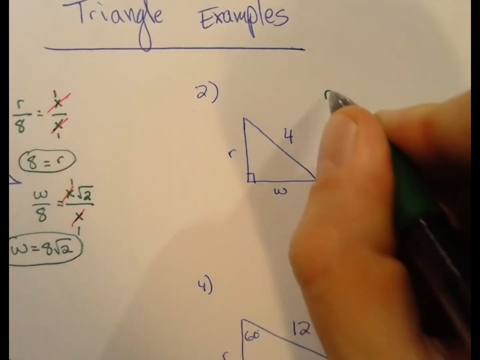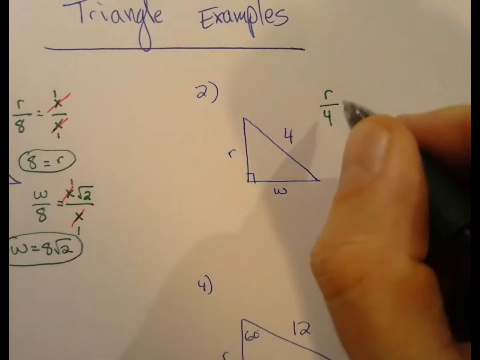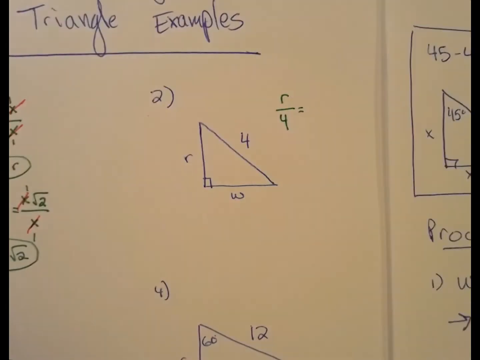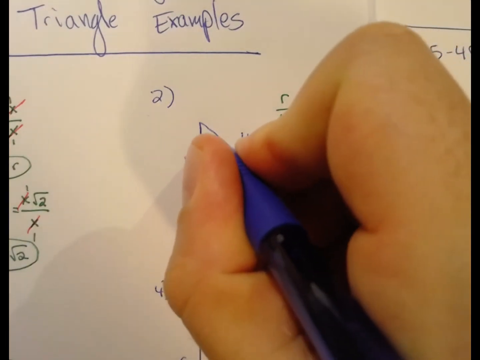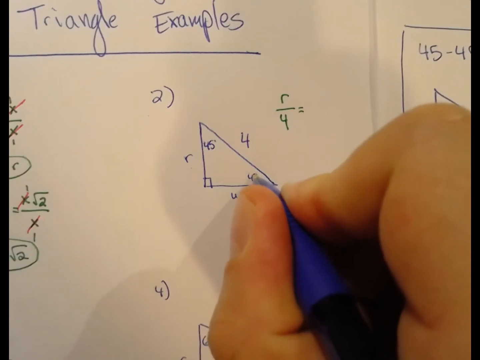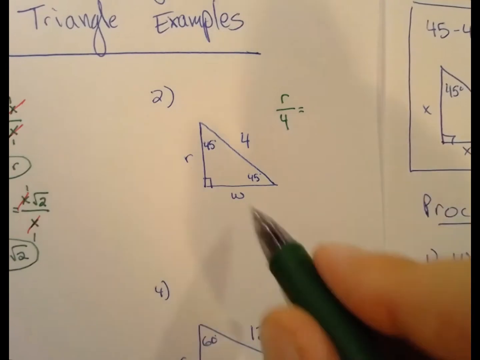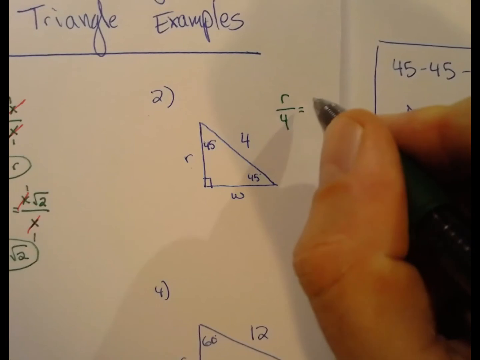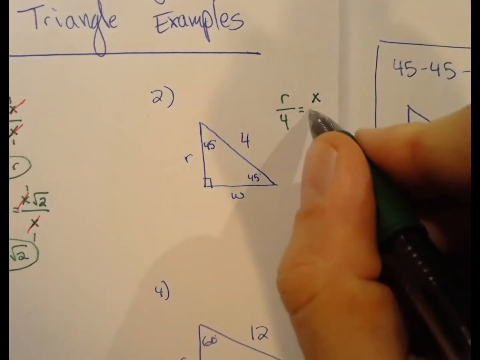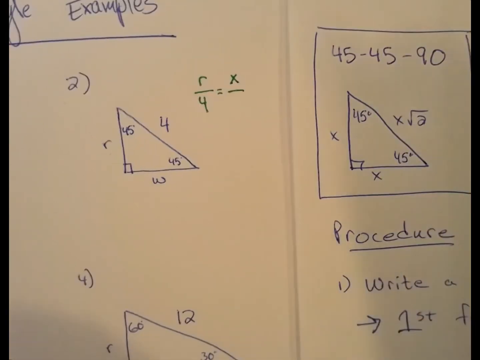So R and 4. Okay, a side I know, a side I'm looking for. Okay, from the theorem, the R that I put in the numerator, I got two right angles in this problem. That was silly of me. It's supposed to be a 45, 45, 90. So R is the side between 45 and 90, from the theorem, that's x. 4 is the hypotenuse, and from the theorem, that is x root 2.